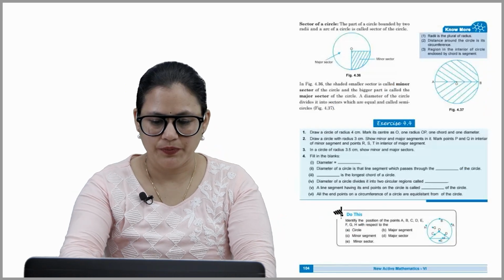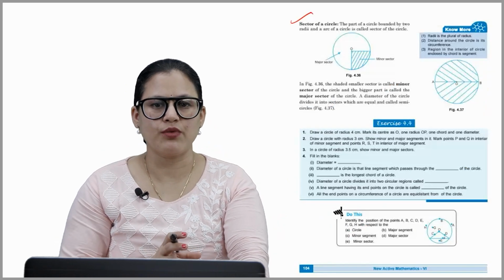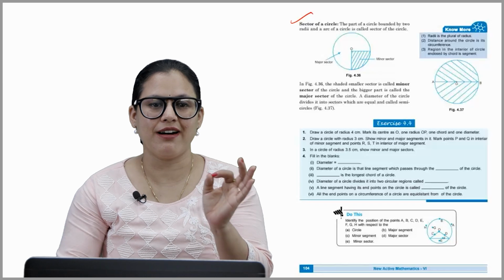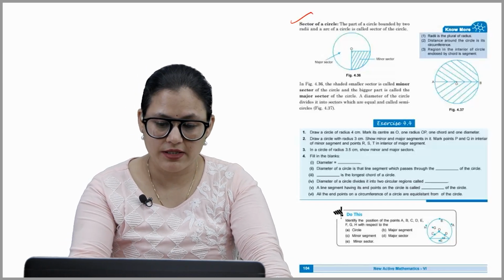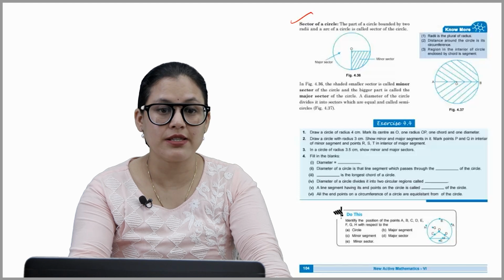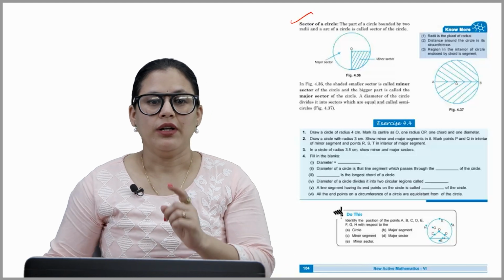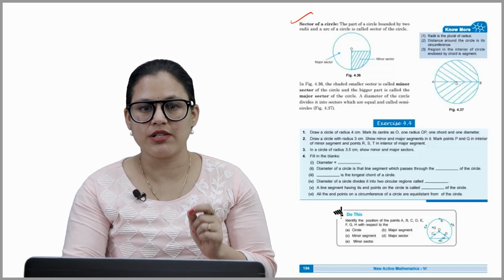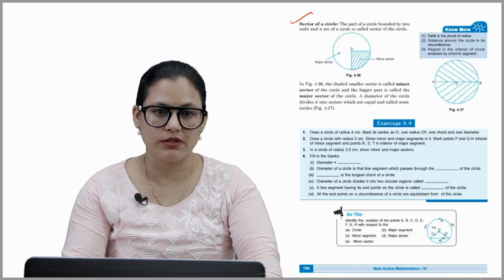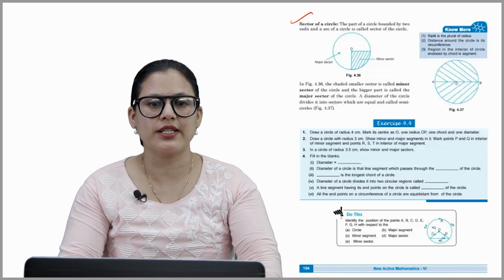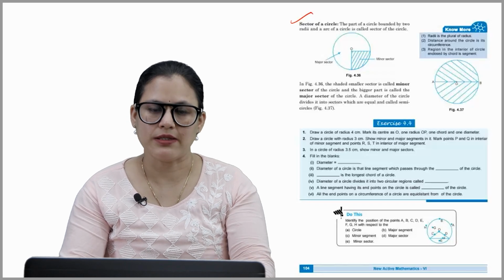Sector of a circle. The part of a circle bounded by two radii and an arc of a circle is called the sector of the circle. See, this is the minor sector and this is the major sector. In figure 4.36, the shaded or smaller sector is called the minor sector of the circle and the bigger part is called the major sector of the circle. A diameter of the circle divides it into sectors which are equal and called semicircles.